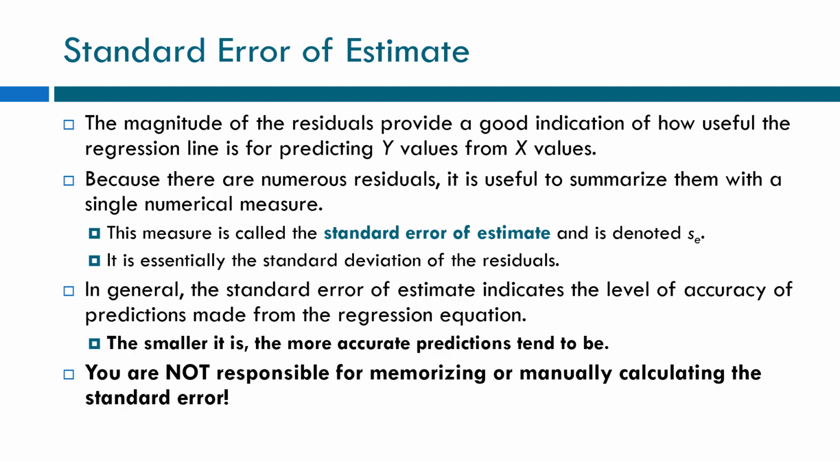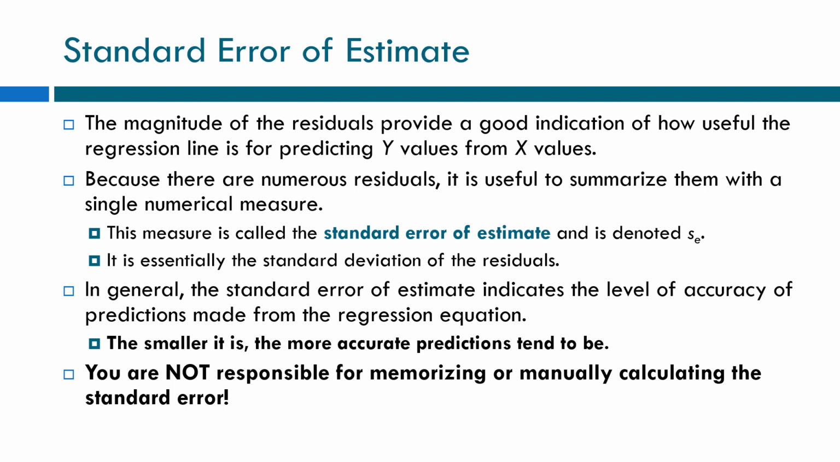Standard error. The magnitude of the residuals, remember the residual is the distance between the fitted value and the observed value. The magnitude of the residuals provides a good indication of how useful the regression line is for predicting y values from x values. Now, because there are numerous residuals, it is useful to summarize them with one measure, and that's called the standard error of estimate. It is essentially the standard deviation of the residuals.